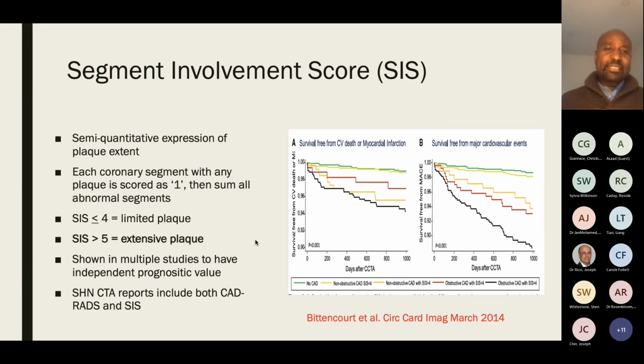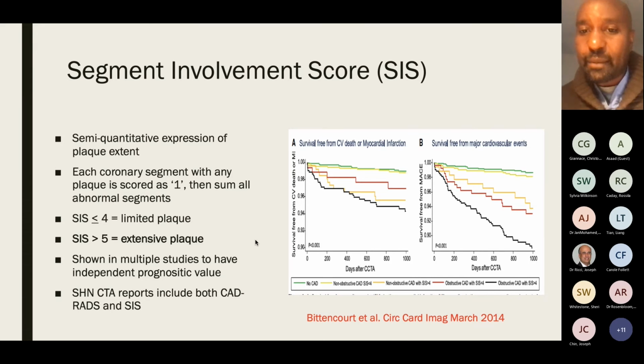So a segment involvement score of 4 or less is felt to be limited plaque burden, whereas 5 or more is extensive plaque. And it's been shown in multiple studies to have independent prognostic value. In our reports at SHN, we do report segment involvement score in addition to the CAD-RADS score to give a sense of plaque extent in addition to diameter stenosis severity.